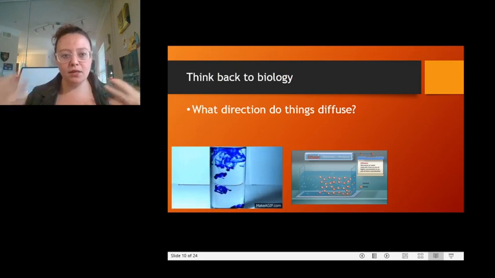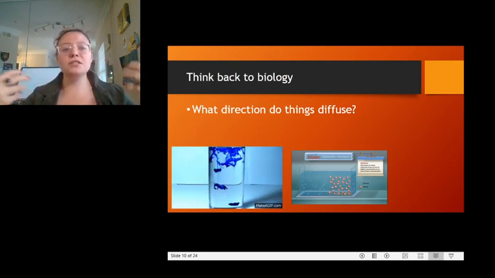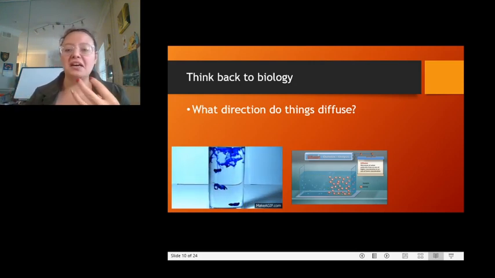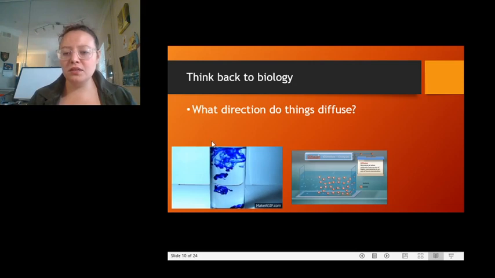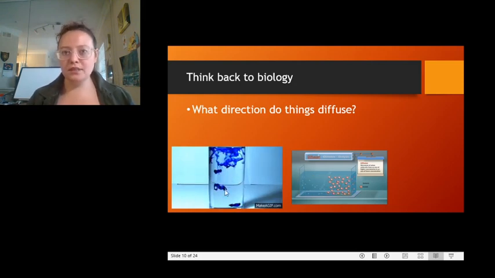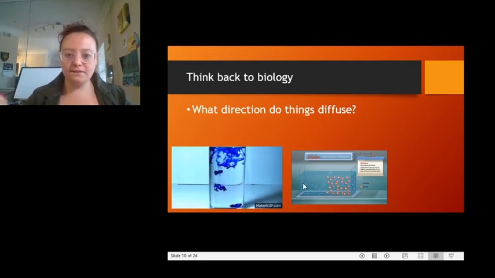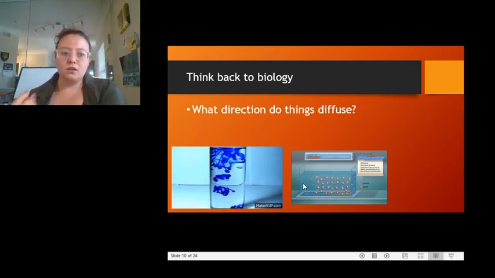Now think back to biology. We have concentrations of things that diffuse. Do they diffuse from high to low or low to high? If we look at these two GIFs, this concentration at the top is very high and it's floating downwards to a lower concentration. Over here, we start off with dots that are very clustered together, indicating a high concentration, and they're floating down to the other side of the tank where the concentration is lower. So things diffuse from high to low.